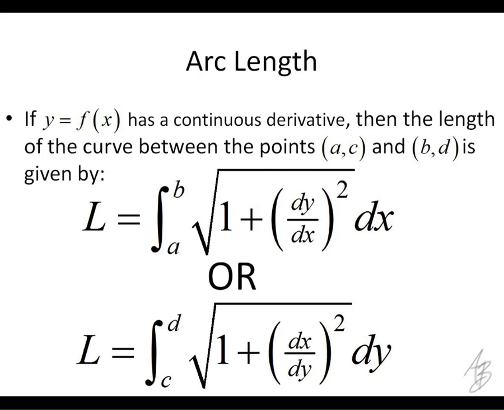Now, I'm giving you two formulas here. You'll notice that one of them is with respect to x and one of them is with respect to y. They're very similar formulas, and it's just telling us that for a particular function going from the point (a, c) to the point (b, d), we can find the length of the curve two ways. We can integrate with respect to x from a to b, or we can integrate with respect to y from c to d. The only difference is when we integrate with respect to x, we take the derivative of y with respect to x. If we integrate with respect to y, we have to take the derivative of x with respect to y. So we have to take the derivative in the other way.